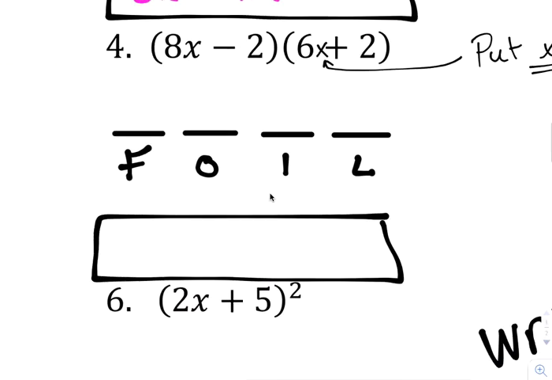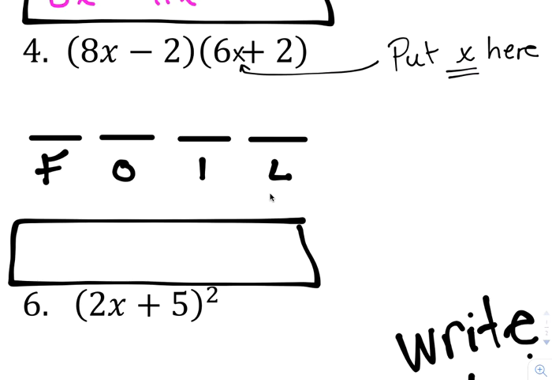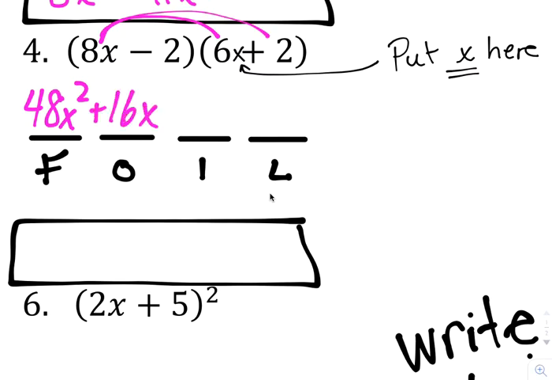Number 4 actually has a typo. Will you put the x next to the 6? I forgot it when I typed it. Thank you. All right, let's go ahead and get started. 8x and 6x makes 48x squared. 8x and 2 makes 16x. That's a positive. Negative 2 and 6x is negative 12x. Negative 2 and 2 is a negative 4.